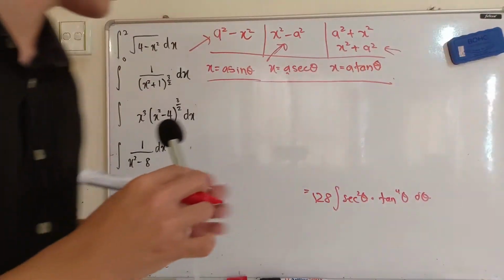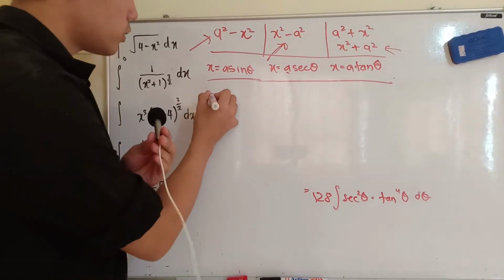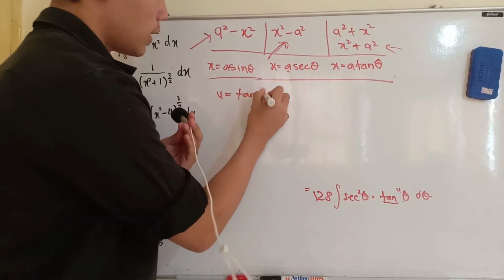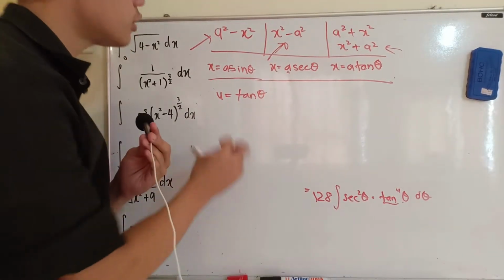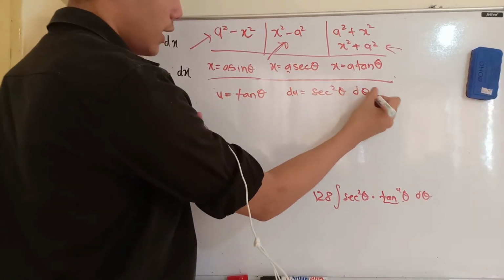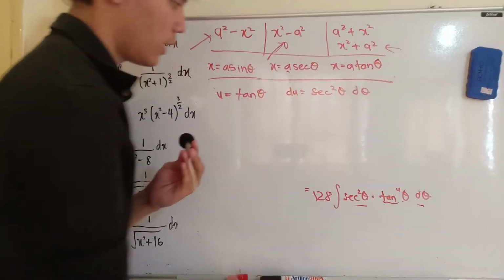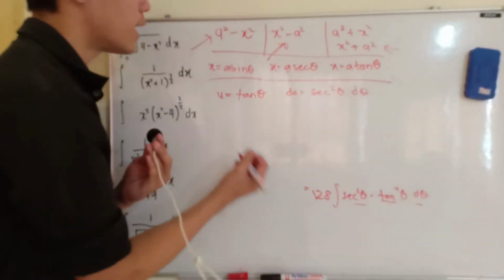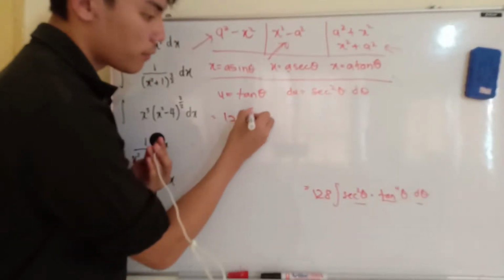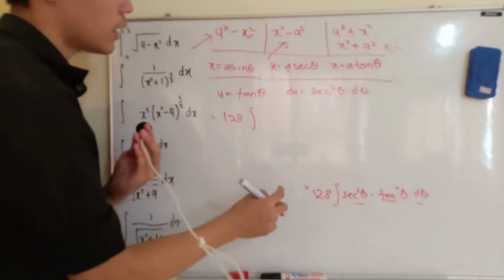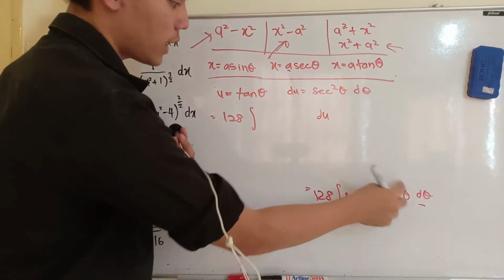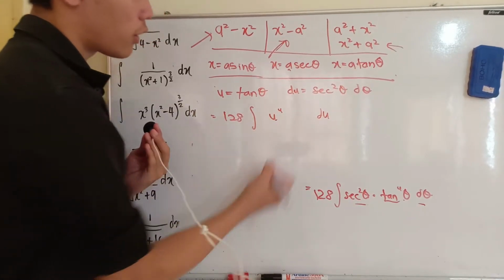So I'm just going to erase this part. What you're going to do is let your u equal tangent theta. Now you differentiate it, and you're going to get du equals secant square theta d theta, which eliminates the secant and d theta over this one. So I'm going to substitute over here 128, secant theta secant square d theta is going to be your du. Now your tangent is going to be your u power 4.